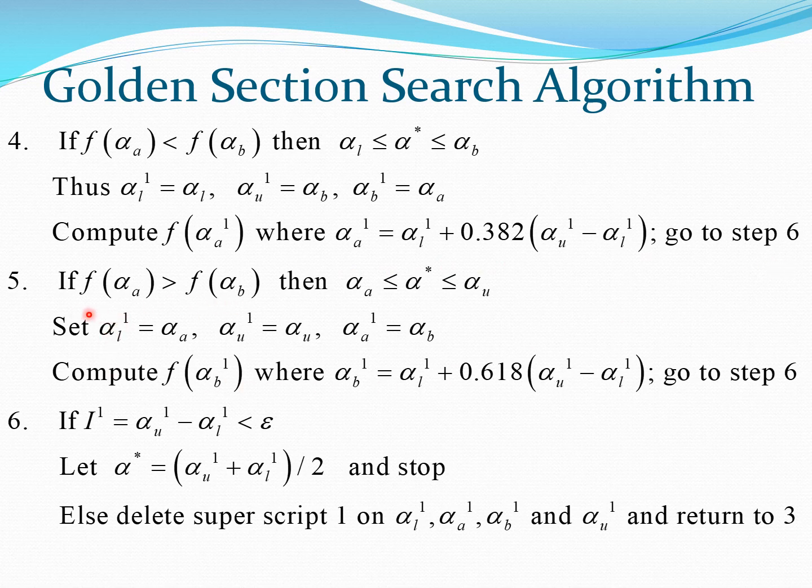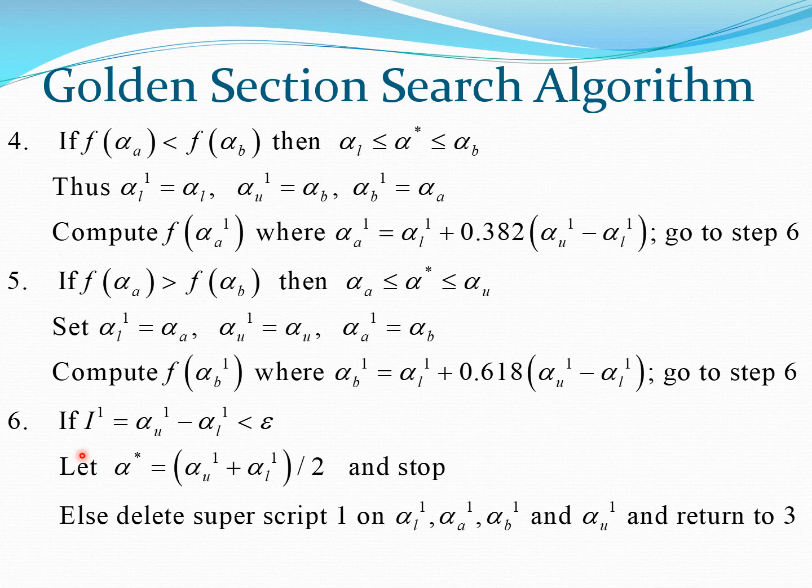Similarly, if the function value is reversed here, f of alpha A is greater than f of alpha B, then your minima lies between alpha A and alpha U. And therefore you set alpha L as alpha A, that's this value, you set alpha U as alpha U, that's this value, and then this alpha A1 becomes alpha B, compute the function value at that point, and then you go further.